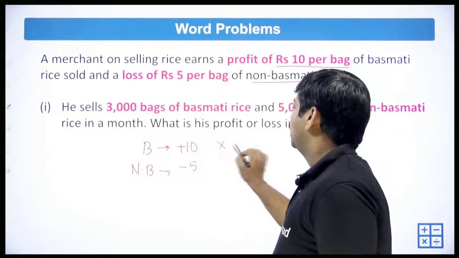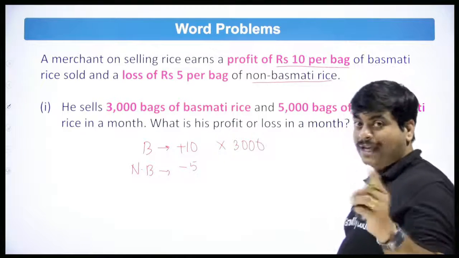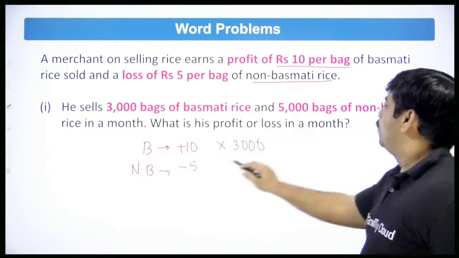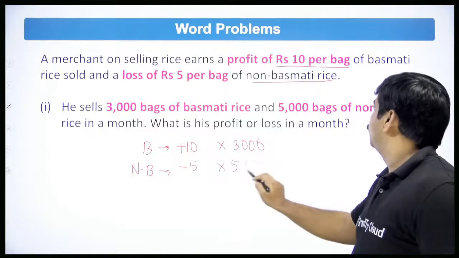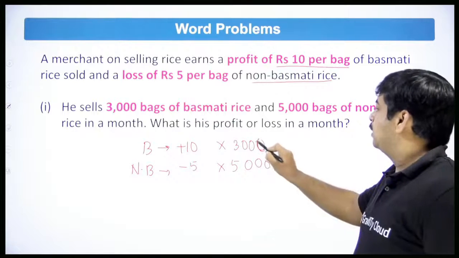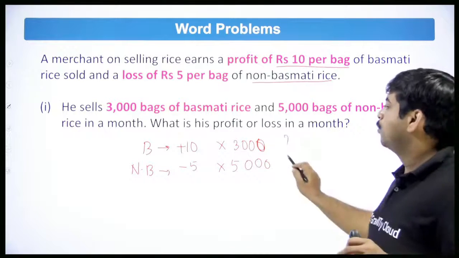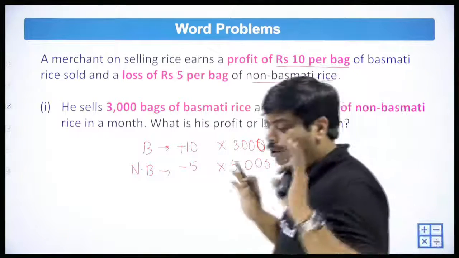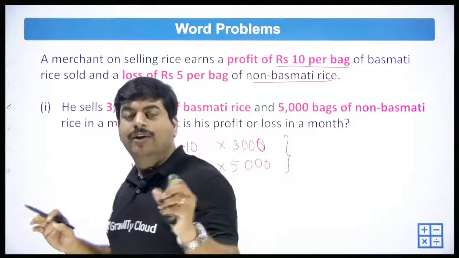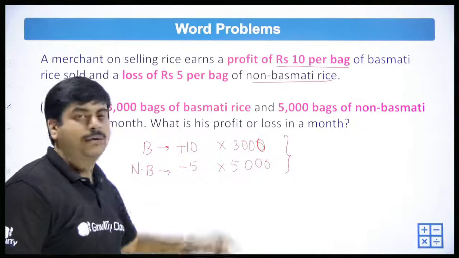So he is selling 3,000 bags at a profit of 10 rupees per bag, and 5,000 bags of non-basmati rice in a month. 3,000 basmati and 5,000 non-basmati bags. So what is the profit or loss in a month? I'm not going to do this one. You have every information given. Just multiply 10 into 3,000 and minus 5 into 5,000.